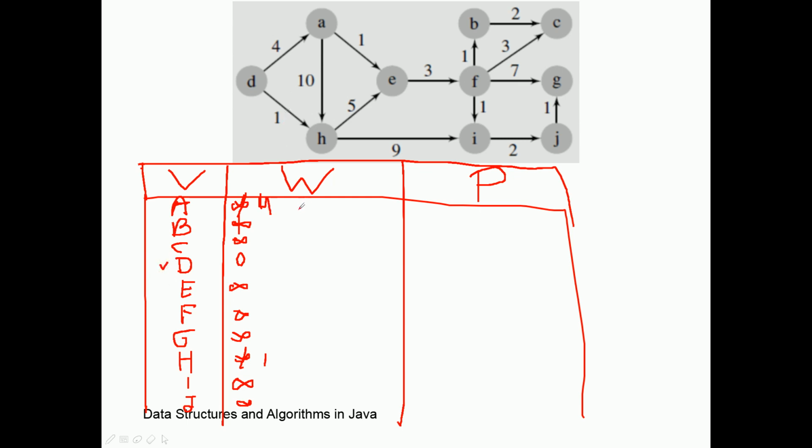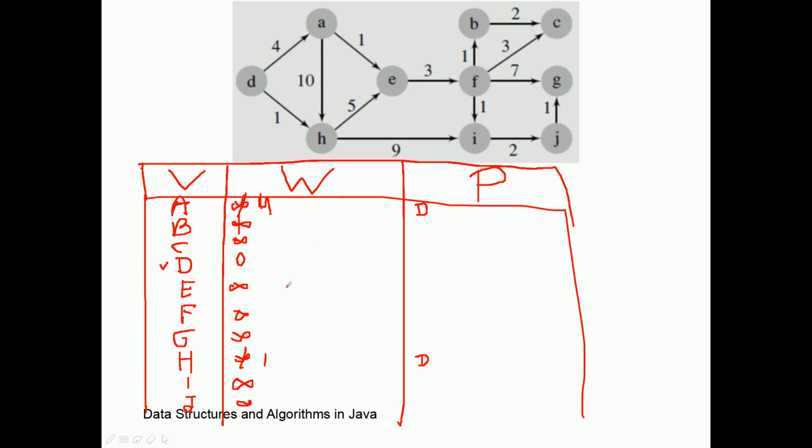Now which path am I going to check? I have two ways now, A or H. H is the smallest weight, so I'm going to go for the smallest. And I'm going to see where I can go from H. I forgot something: the predecessor. For H, the predecessor is D. Now from H, I can go to E and I, and that's it.